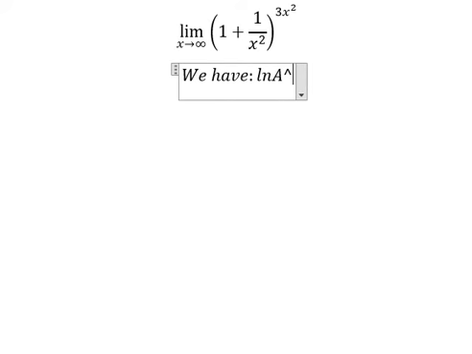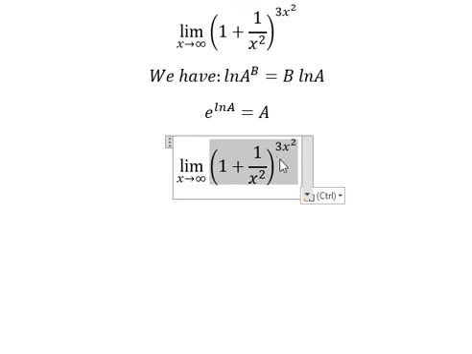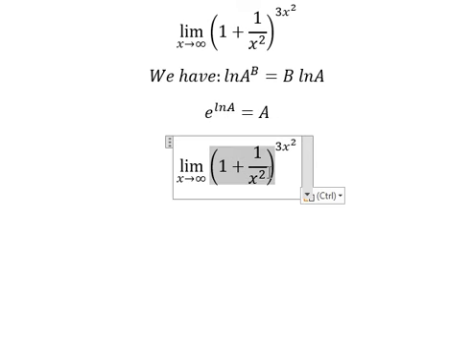ln a to the power of b equals b ln a. And the second one, that is about e to the power of ln A equals capital A. Now we apply the first one in here. So this one, that is about capital A. So we need to transform capital A into e to the power of ln A.